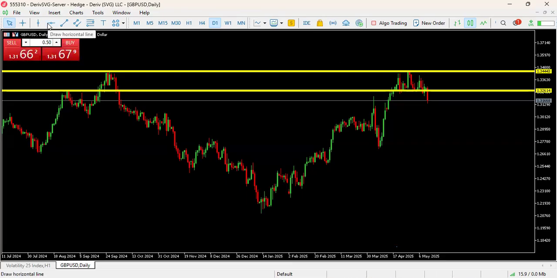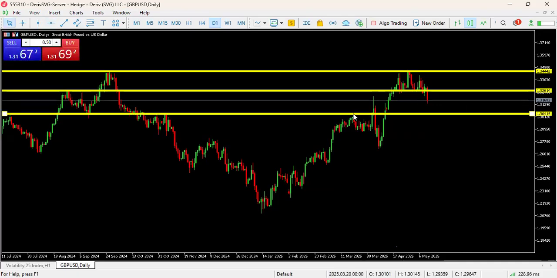Now, we've got the next one. Another one is here. Let's check here. Because the market is closed, I'm going to be checking where the market is. Let's check here.